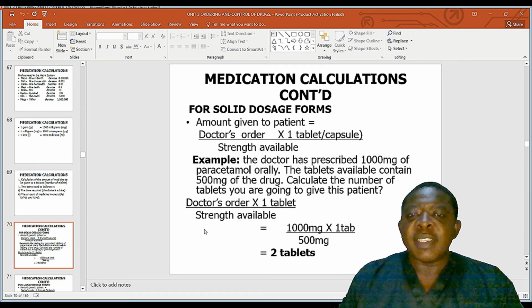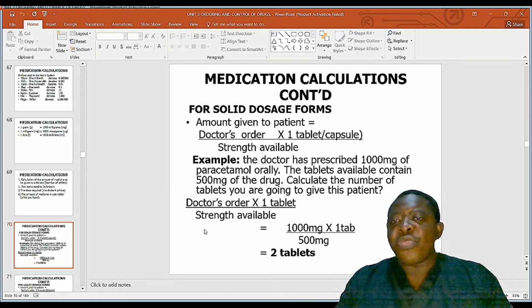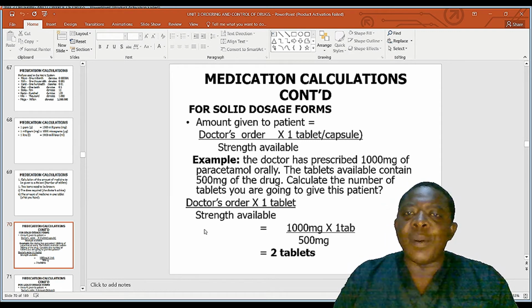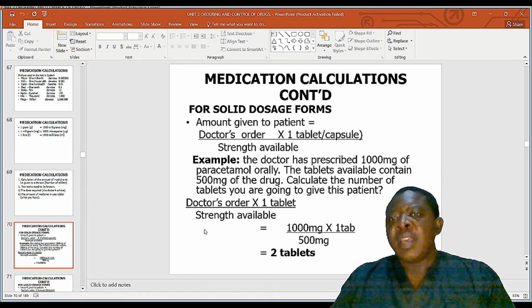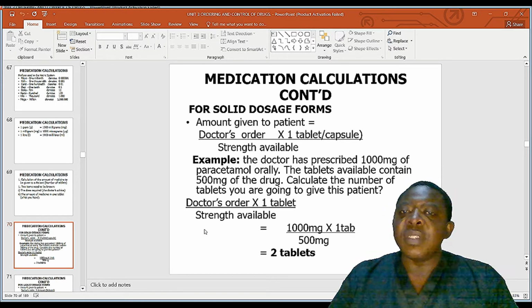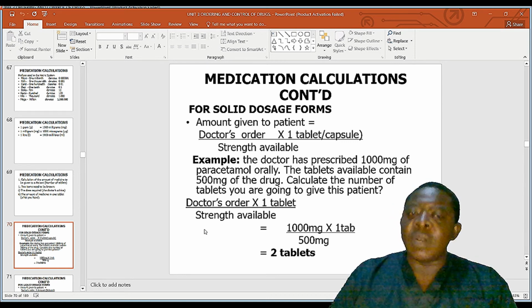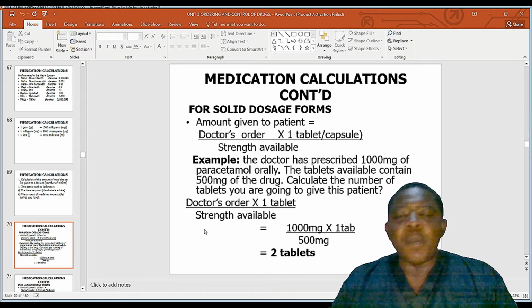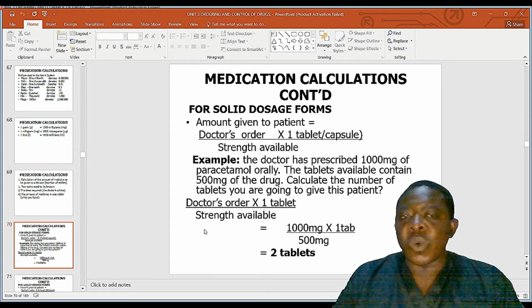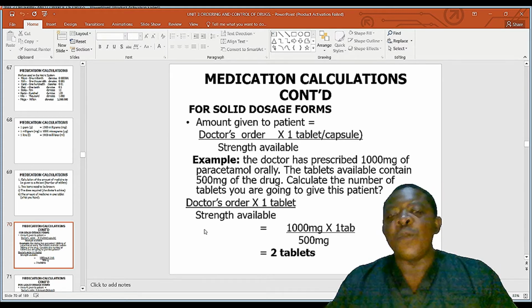So we have an example here. The doctor has prescribed 1,000 milligrams of paracetamol orally. The tablets available contain 500 milligrams of the drug. Calculate the number of tablets you are going to give this patient. So doctor's order, strength required. People might write all that. That is just for doctor's order, times 1 over strength available.